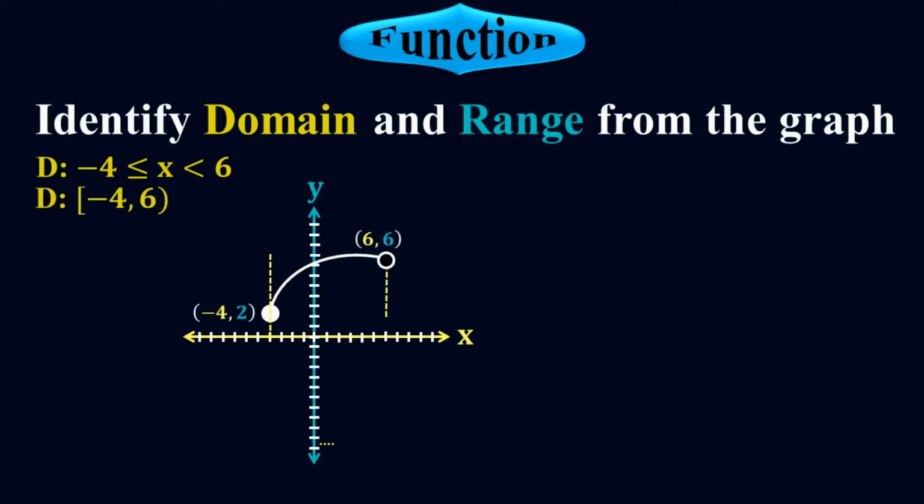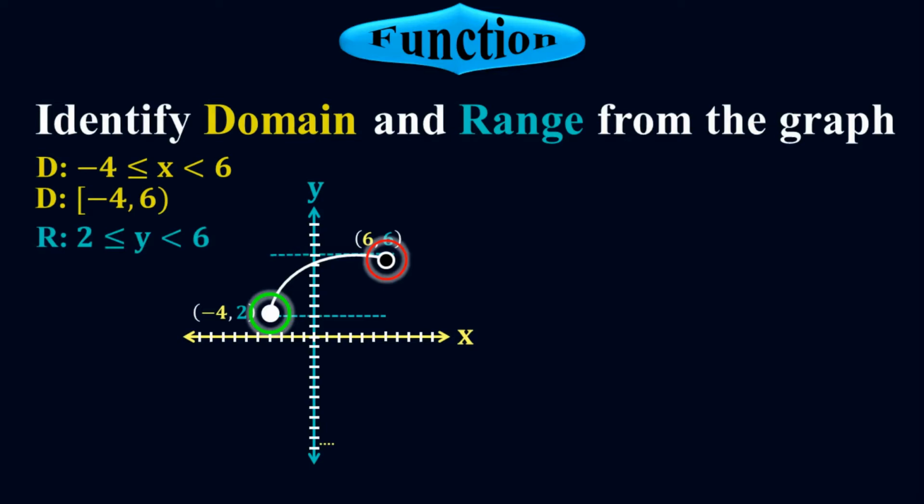Whether you use ordered pair or the equality and inequality sign, it doesn't matter. It's totally up to you. I have a closed bracket with -4 because of the fill-in circle and a parenthesis with +6 because of the empty circle. To find the range for this function, this end is located on +2 and this one is located on +6. So +2 and +6 is my range.